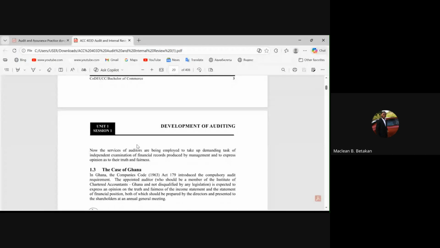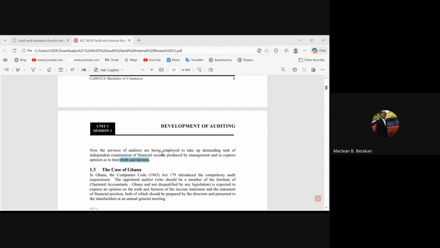Whatever you state, is it true? Is it fair in your opinion? We want to trust you. If it is true and fair in your opinion, we too will trust that. Otherwise, we don't have that eye to check or determine whether what management is doing is true and fair. So audit opinions always end with the words true and fair view.